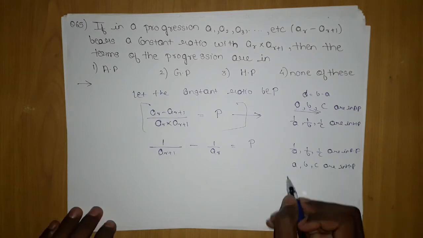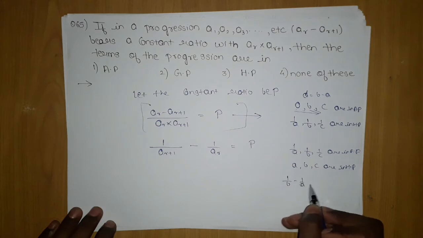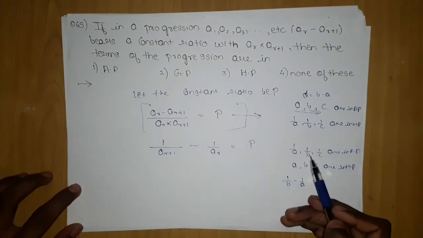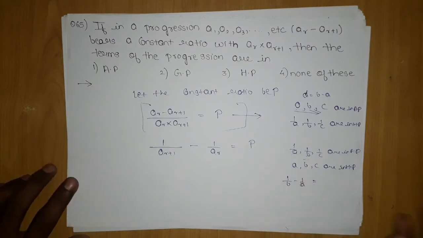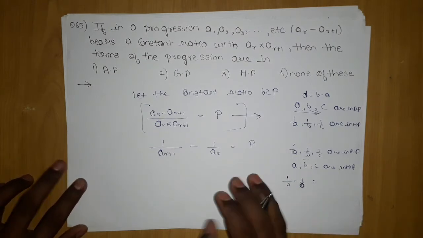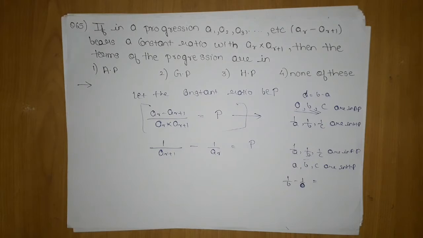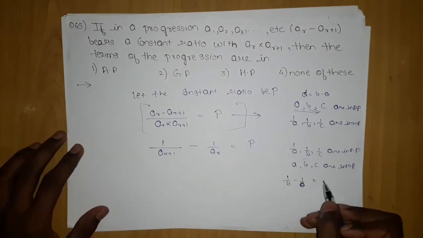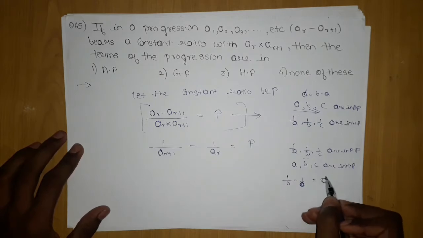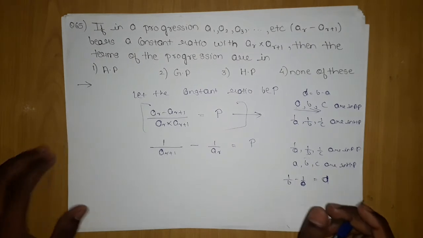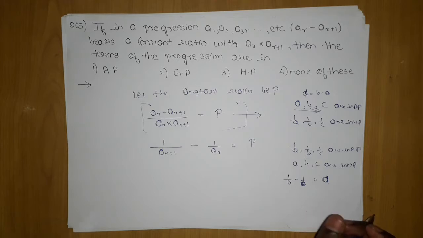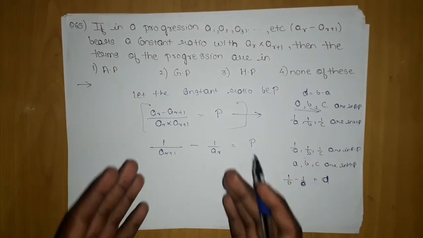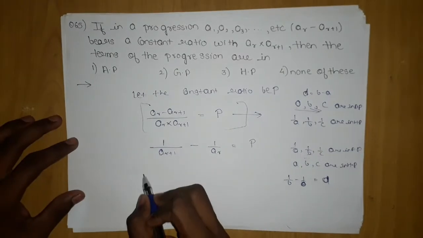Fine. So 1 by B minus 1 by A, now it is what? 1 by B minus 1 by A means this is more small, if it is an increasing AP. But we are not considering that. We are considering a normal AP, normal AP means increasing only. So B minus A will always give me some constant D. So now I hope you have understood that the terms are inverted.